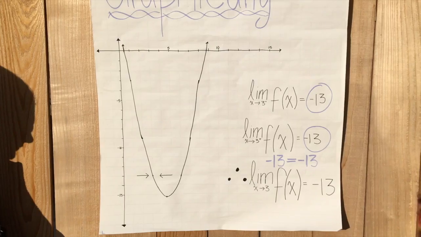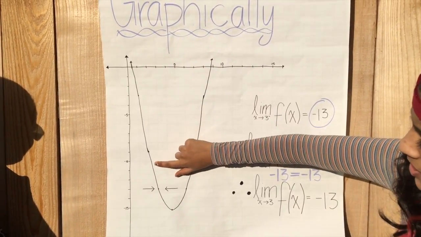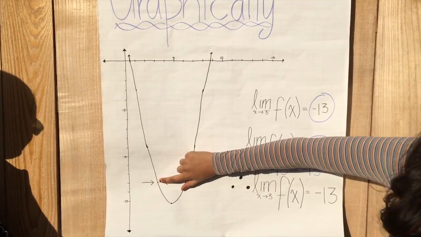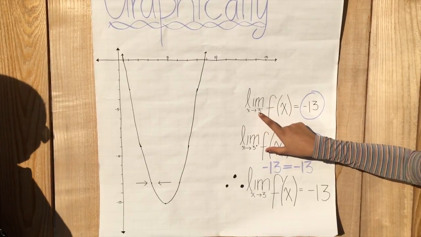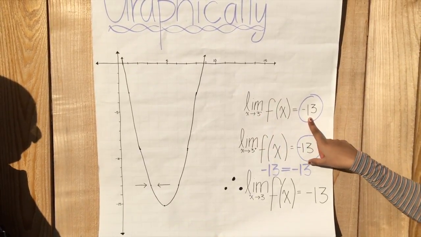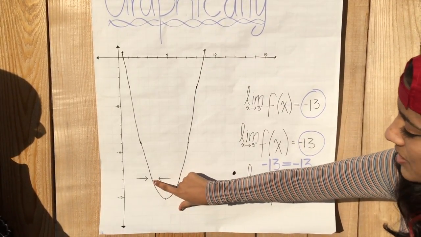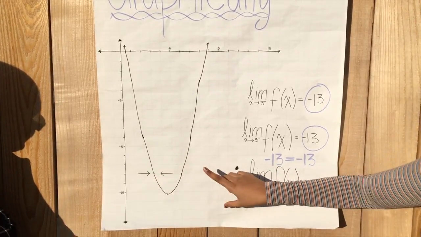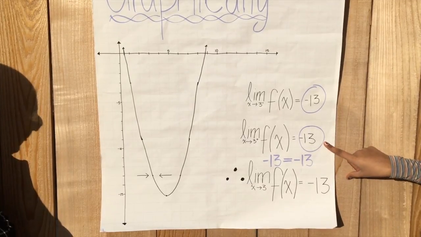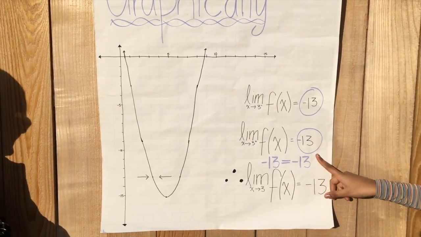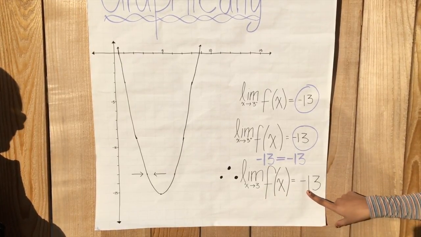Let's explore that. The first thing we're going to do is follow the graph from the left side where x approaches 3. We can see that x approaching 3 from the left side equals negative 13. So the limit of f of x as x approaches 3 from the left side equals negative 13. Then we find it from the right side. We follow the graph along until we get to 3, and we see that it's the same point, negative 13. So the limit of f of x as x approaches 3 from the right side is negative 13. Because negative 13 equals negative 13, we can say therefore that the limit of f of x as x approaches 3 is negative 13.